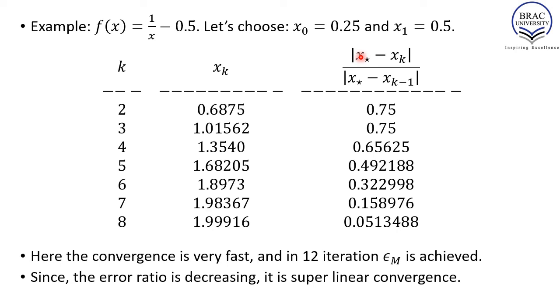What we mean is, look at lambda, the ratio. You can see here it is decreasing: 0.75, 0.75, 0.65, 0.49, 0.32 and so on. It is decreasing, so it is going to 0. So in the limiting sense, as k goes to very large or infinity, that ratio goes to 0. That is the property of superlinear convergence. So actually this secant method is a superlinear convergence method.